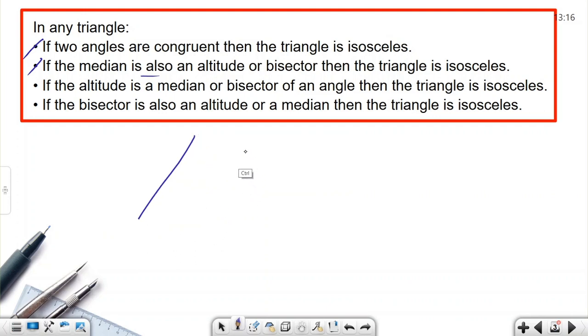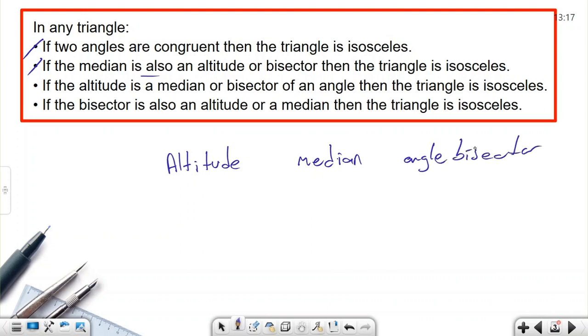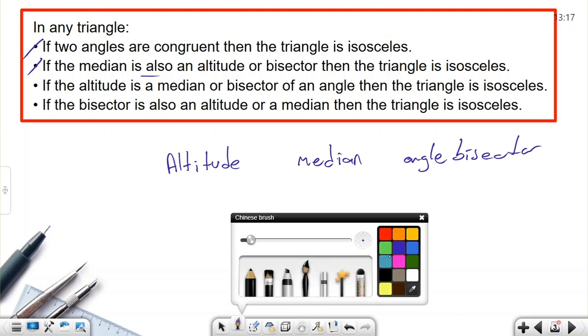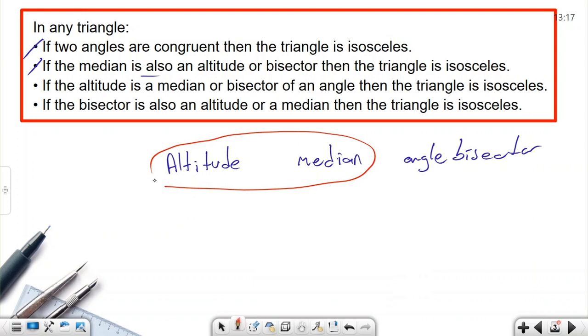So of course you can say this is an altitude. I will say two things. What we know: altitude, so perpendicular; median, base bisector, we divide the base into equal parts; and angle bisector. If two of them are correct, the third one must be correct for any triangle.